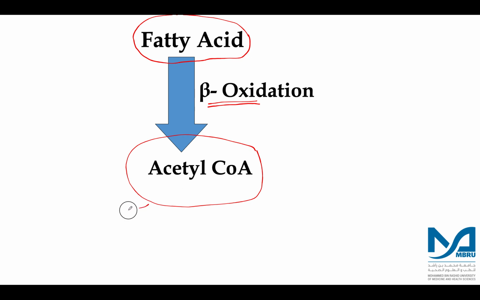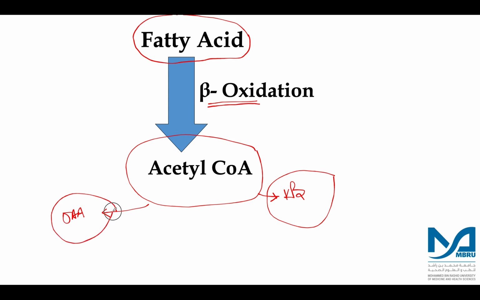This acetyl coenzyme A, if there are enough oxaloacetate molecules, then will go into the TCA cycle to produce ATP through the electron transport chain. However, if oxaloacetate molecules are lacking, then this acetyl coenzyme A will go and form ketone bodies. And we have to look at this particular process in detail. This particular process you have already looked at in TCA cycle.